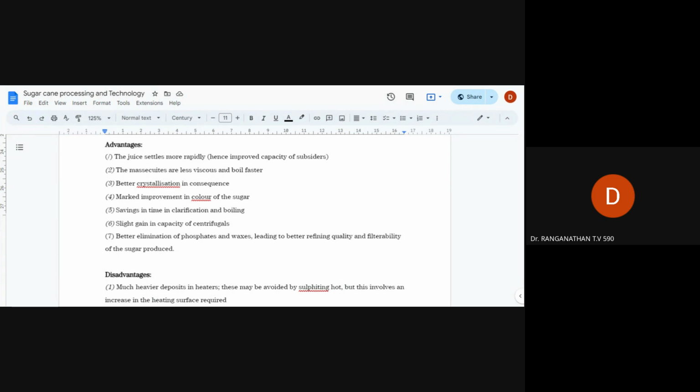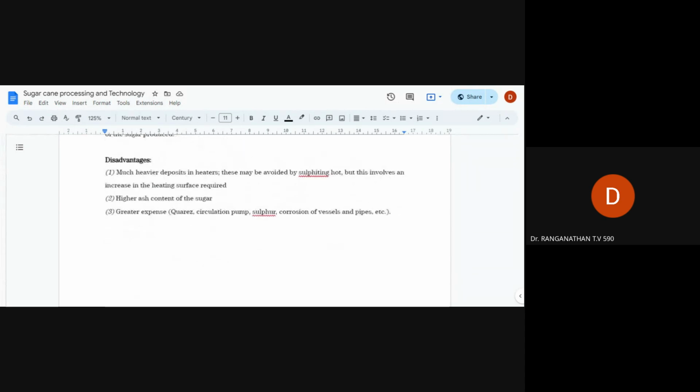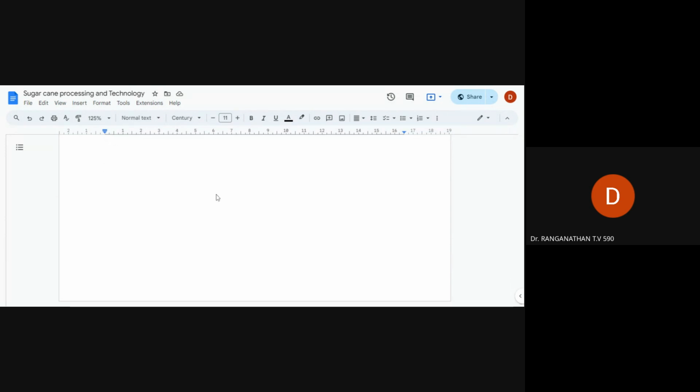Better crystallization, improvement in the color. Why improvement in the color? They are not subject to higher temperature, thereby I get a proper color, not brown color. Savings in the clarification and improvement in the capacity. Okay. What are the disadvantages? Heavier deposits in heaters, a higher ash content, and a greater expense for the pumping, etc. Okay.